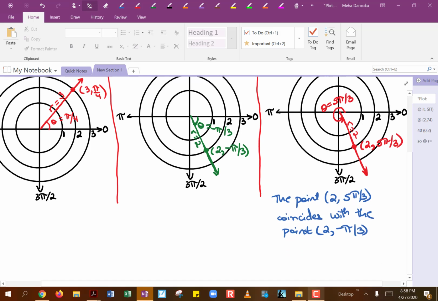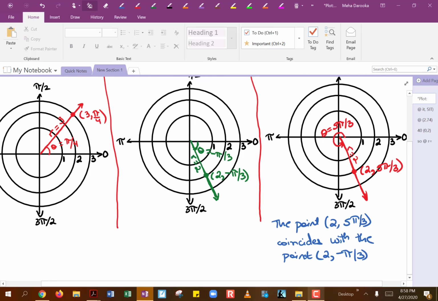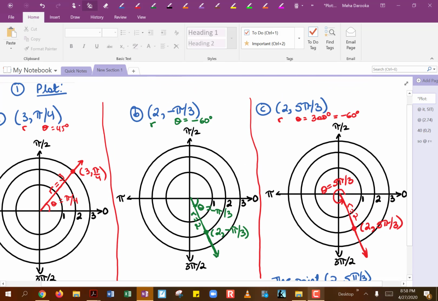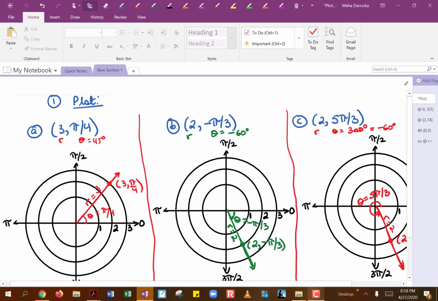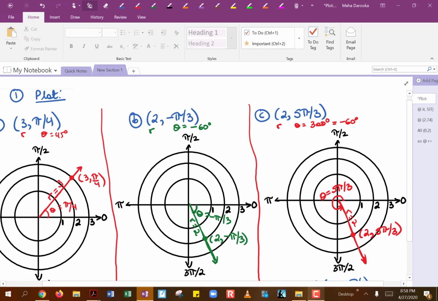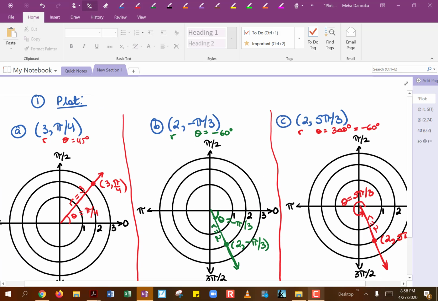Okay, so those 2 points are going to coincide from parts B and C. But as you can see, it's really not that bad or that hard when you are trying to draw these polar coordinates. As long as you have the polar coordinate system, plotting these points is not going to be that difficult.